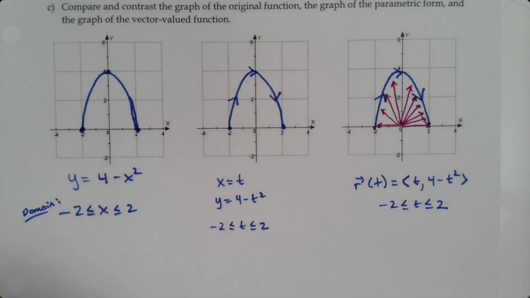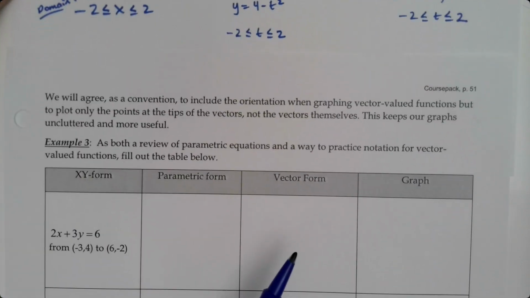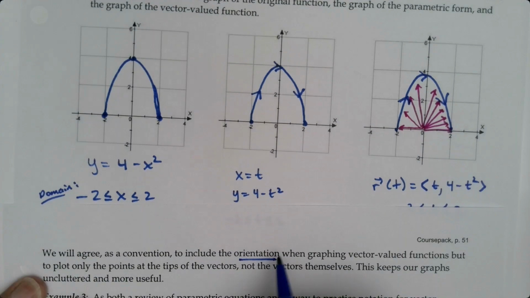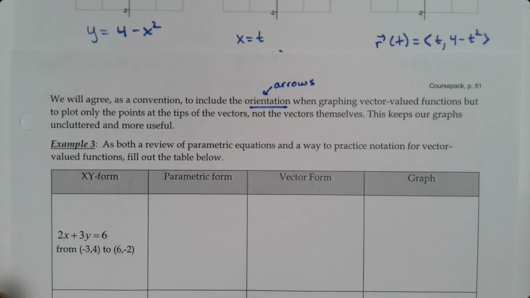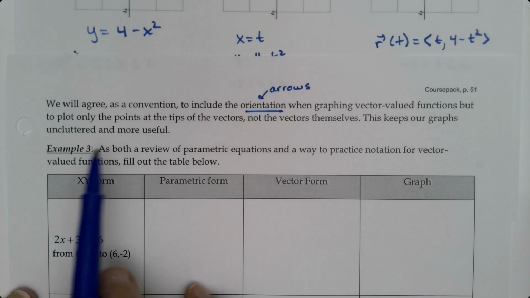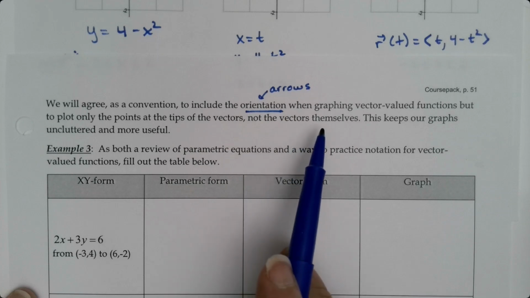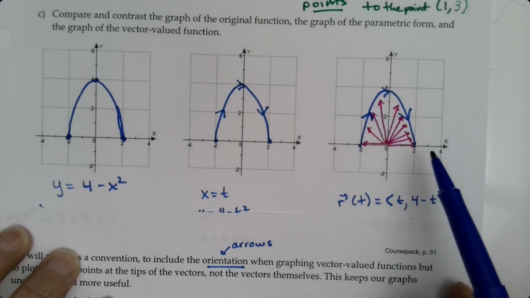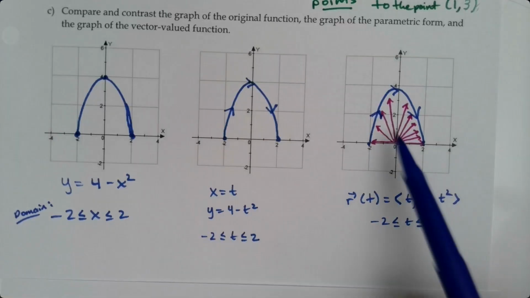And the last comment to make about this is actually on the top of the next page. It got snuck over there. So we're going to, as a convention, include the orientation. That means these arrows. So the orientation is the arrows when we're graphing a vector valued function, because it's essentially a glorified parametric, right? But we're only going to plot the points because those are the tips of the vectors. We're not going to plot the vectors themselves because that would just clutter up our graphs, even though that's technically what's happening. It would be too messy all the time to draw lots and lots of vectors in.